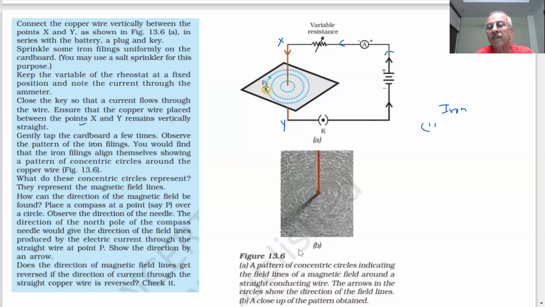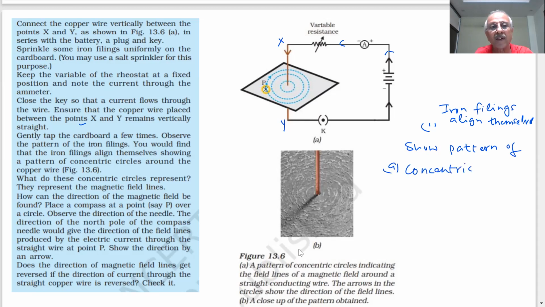What is happening to the iron filings? They align themselves. They are aligning themselves, showing a pattern of concentric circles. What do they show? They show a pattern of concentric circles around the copper wire.